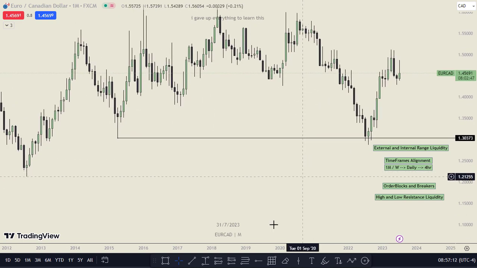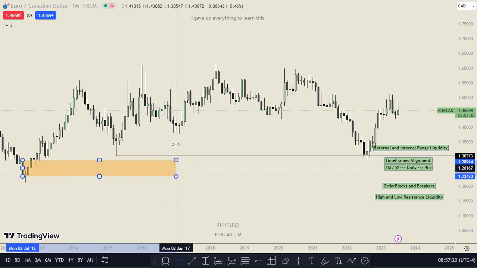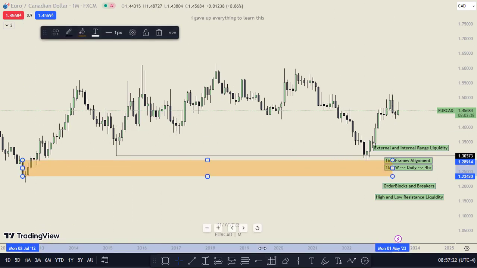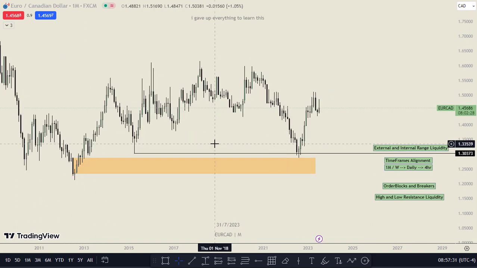You can see that also price hit this order block right here. So this is a high probability order block, right? We have taken liquidity from here. So we have two confluences for price to go to the upside.